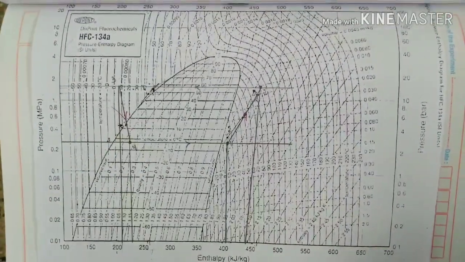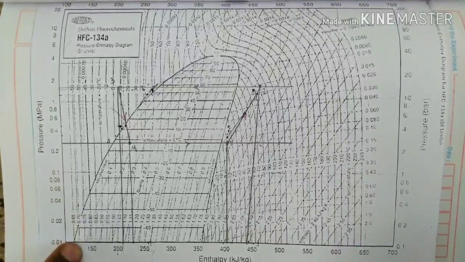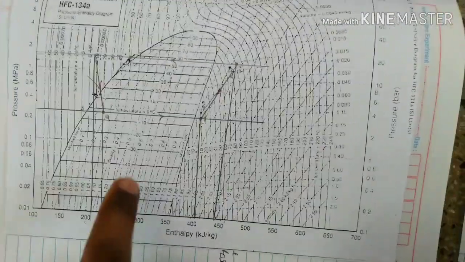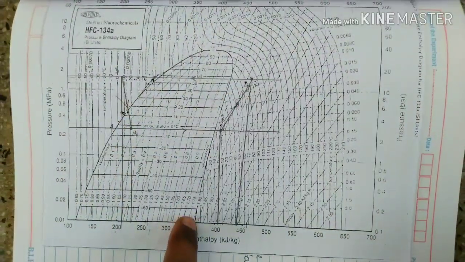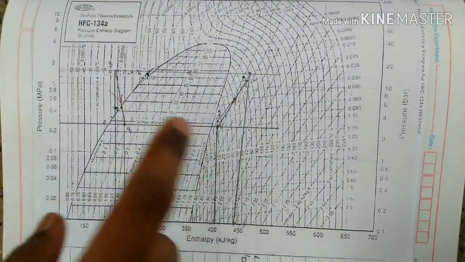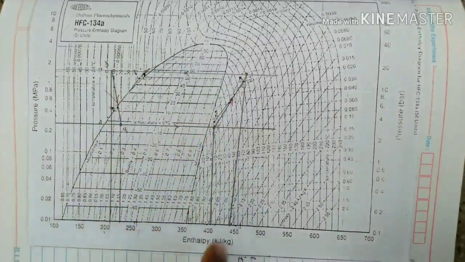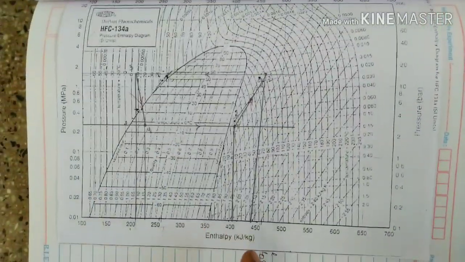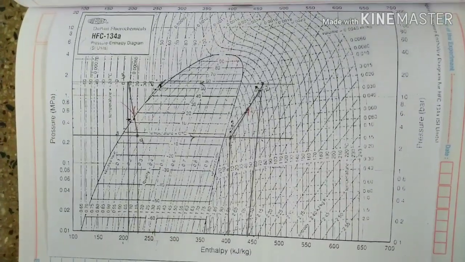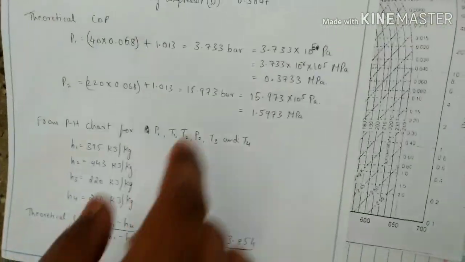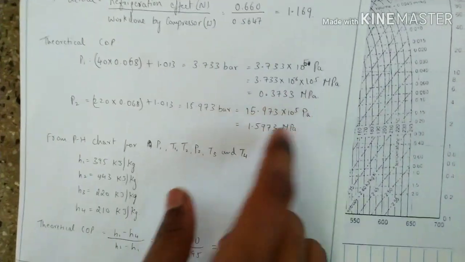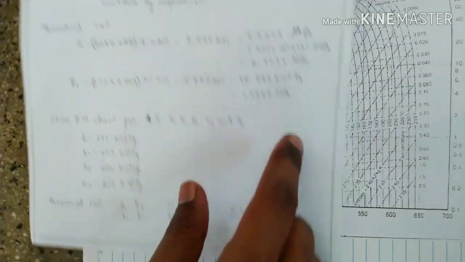So this is the PH chart. Here are the values of pressure in the SI unit, MPa, and this is the temperature, where we have to find out T1, T2, T3 and T4. We have to plot it over here, and this gives you the enthalpy, that is the values of H1, H2, H3 and H4. So here we have the pressure P1 value as 0.3733 MPa and P2 value as 1.5973 MPa.